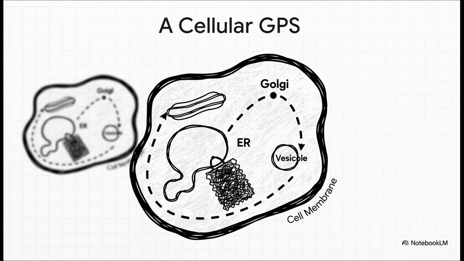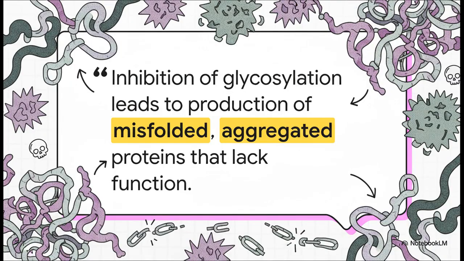Specific sugar patterns act like shipping labels, telling the cell exactly where that protein needs to go to do its job. And getting that glycosylation right is a critical quality control step to make sure the protein folds correctly in the first place. And listen to this quote, because it really makes the stakes crystal clear. If you stop glycosylation, you don't just get slightly less effective proteins. No, you get useless, misfolded clumps of protein that can't do their jobs at all and can even become toxic to the cell.